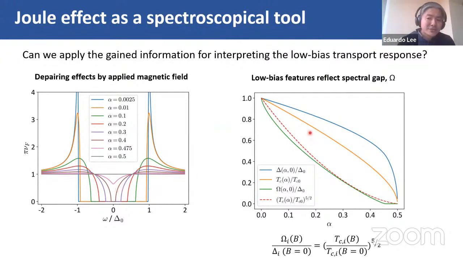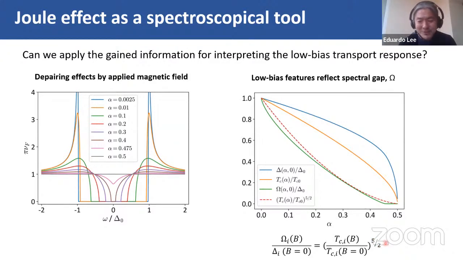And the low bias features that we measure in transport are actually proportional, in applied magnetic fields, not to the gap per se, but to the spectral gap, which in this plot is shown in green. So it turns out the red dashed line here is a fit by Gorm that shows that approximately the spectral gap can be described by this relation here, which goes with a power of 5/2.